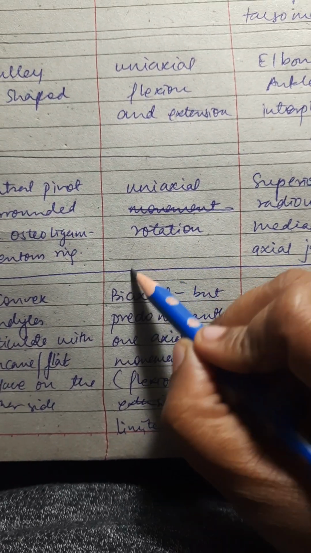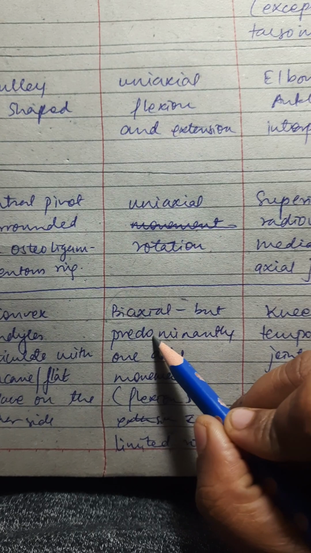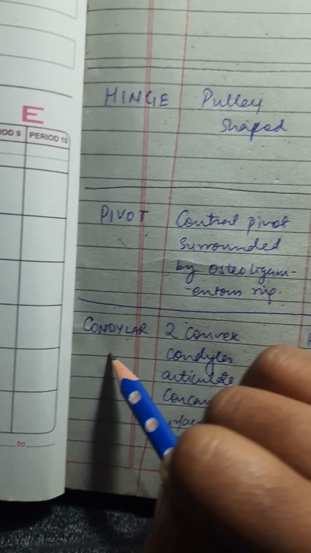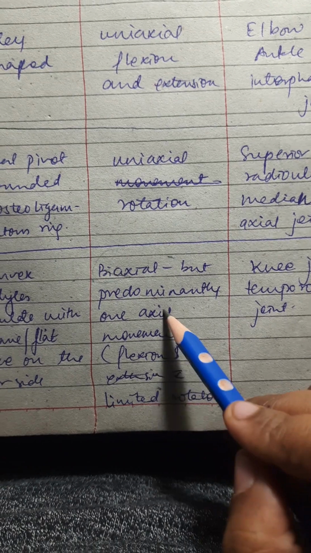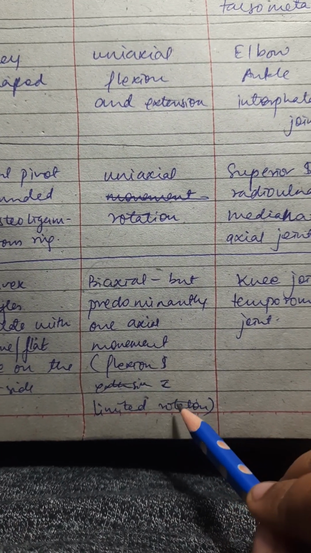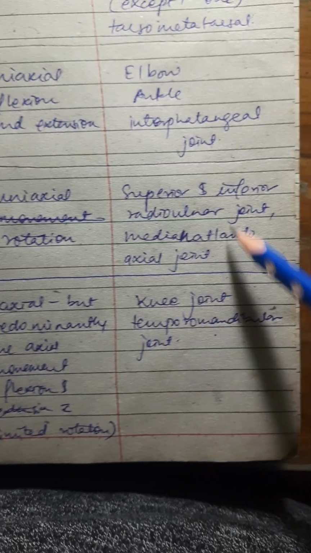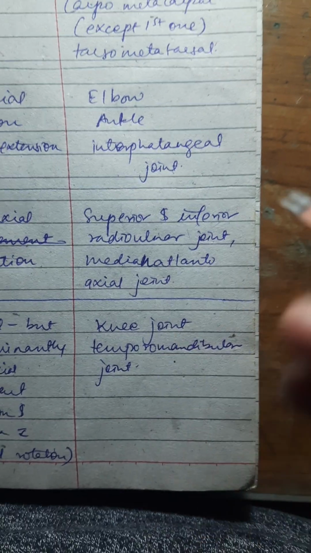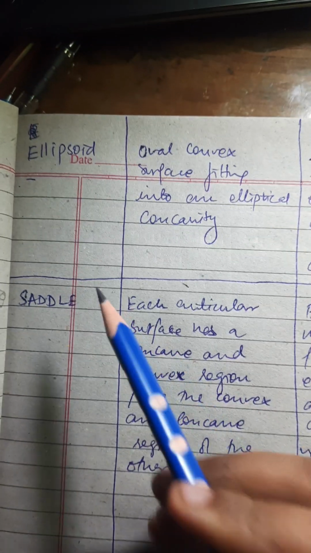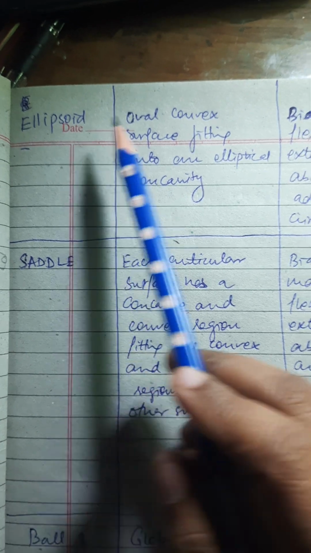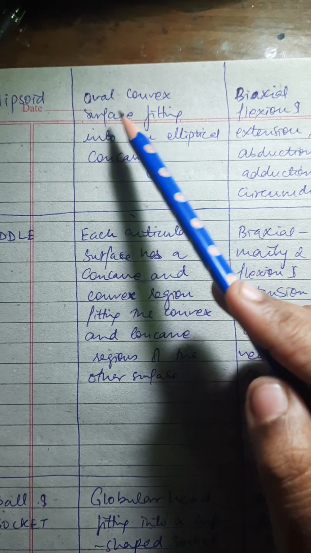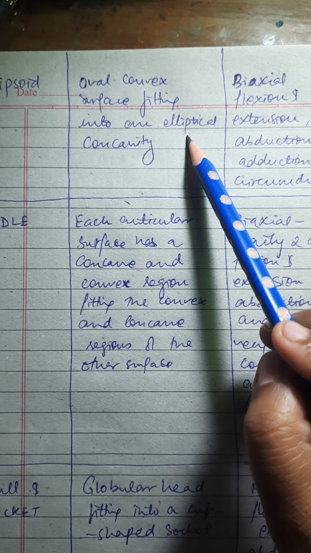इसमें possible है biaxial, मगर predominantly इसमें one axis ही होता है. किसके बारे में हम बात कर रहे हैं? Condylar of synovial. और जो होता है उसमें वो है flexion and extension with limited rotation. Examples है इसके knee joint, temporomandibular joint, TMJ जिसे हम कहते हैं. The next we have is ellipsoid. Ellipsoid is the articulating surface is oval, convex surface fitting into an elliptical concavity.